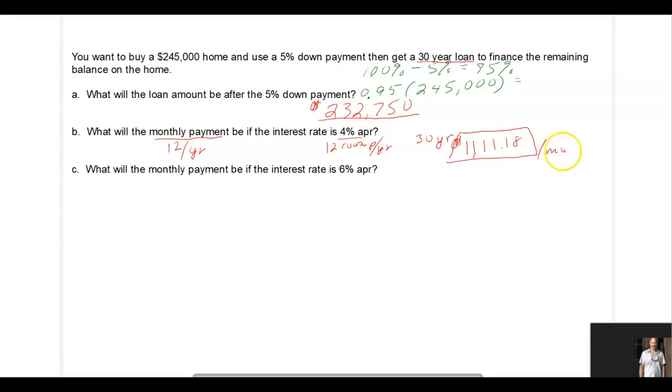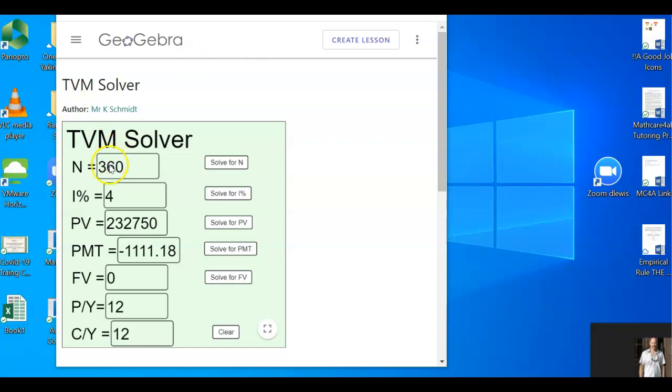And now it asks, what will your monthly payment be if the interest rate is 6%? It might not seem like a huge difference, 2% of the $232,000. Well, 1% is about $2,000, and so 2% is going to be $4,000 a year. So let's look at what happens to that payment. We can use the same values in the TVM solver. Everything's the same except we change this 4% to a 6%. It doesn't matter if there's a number in the payment field or not. We can just hit solve.